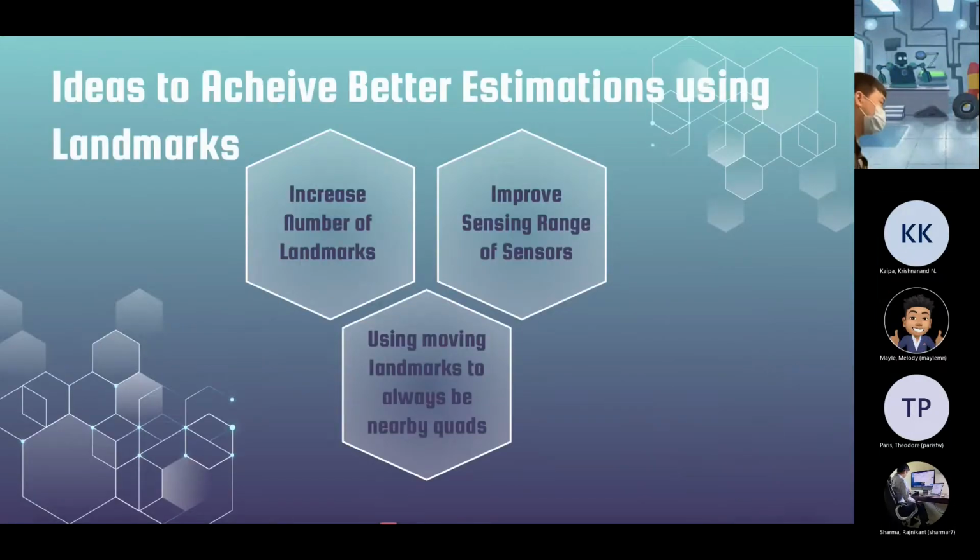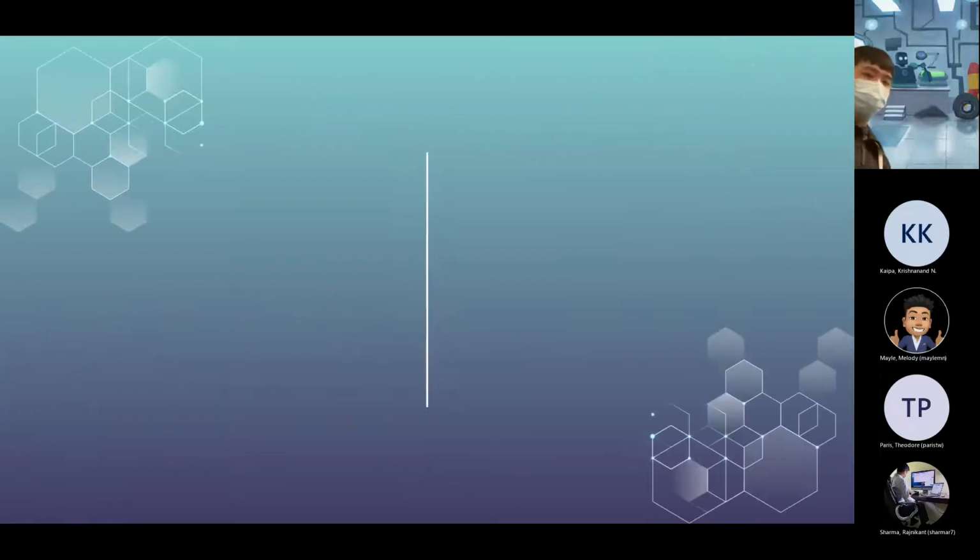So as I said, to achieve a better estimate, we can increase the number of landmarks, but it can also cause hindrance because of a lot of landmarks coming into effect and increasing uncertainty in the measurements. So that could also be not beneficial for us, and we can also improve the sensing range, but it would be highly costly. The last thing we are considering here is a moving landmark nearby the quad, so that the estimate is better.